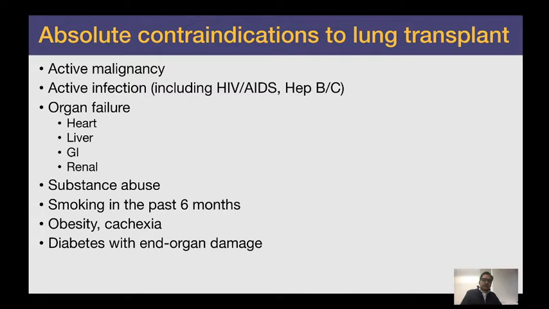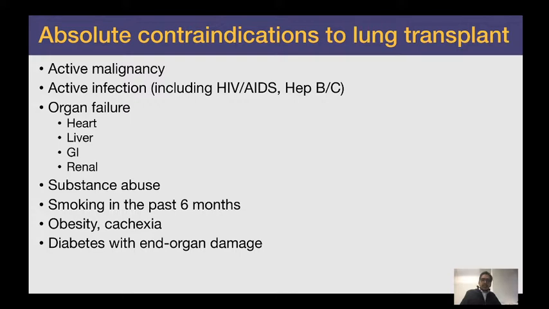And there's some absolute contraindications to lung transplant. These are some of them, but not all of them. Active malignancy, active infection being sort of obvious ones. But if you have any other organ failure, that is an absolute contraindication to lung transplant, like heart failure, liver, GI, renal. And then, of course, if you're a substance abuser, and you have to have quit smoking for at least 6 months to get considered for lung transplant. And then obesity, cachexia, and then diabetes.